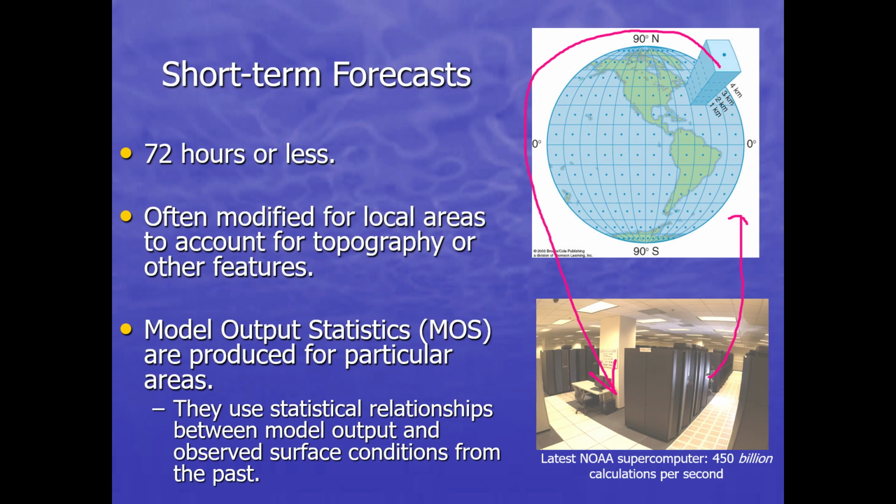There's a whole host of statistics that can be done on these, and so I put this down here in the bottom, MOS, which is basically for every given point, we can do some bias correction and some statistical sampling on this output to make the forecast better. So these short-term forecasts are really getting very good on any given day.